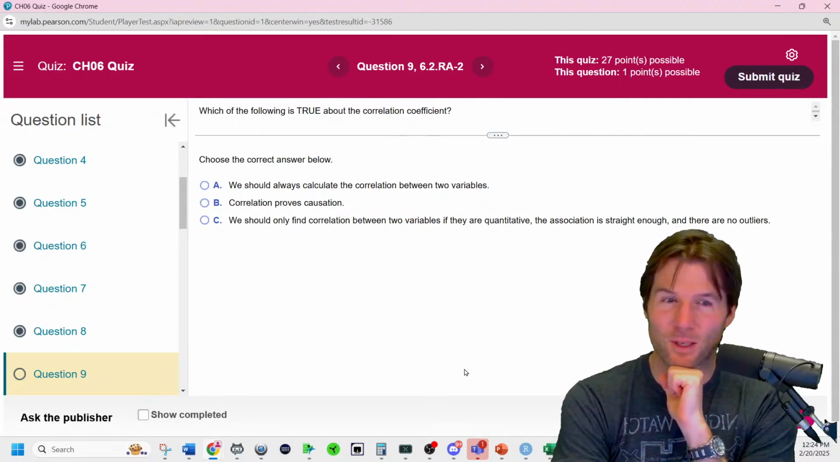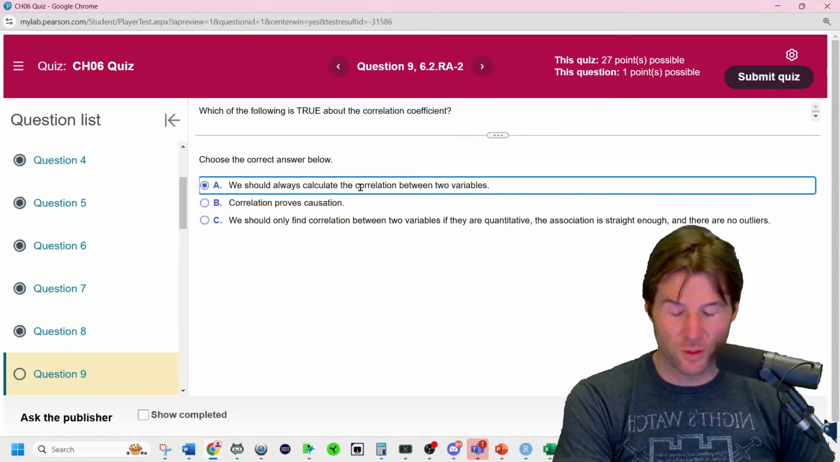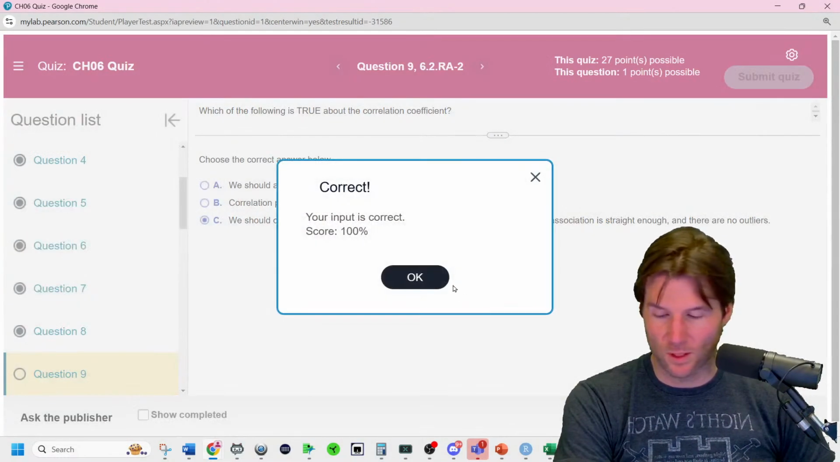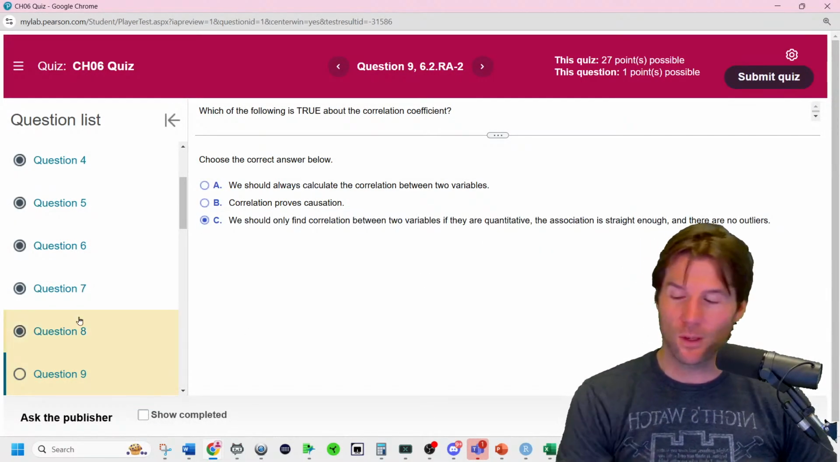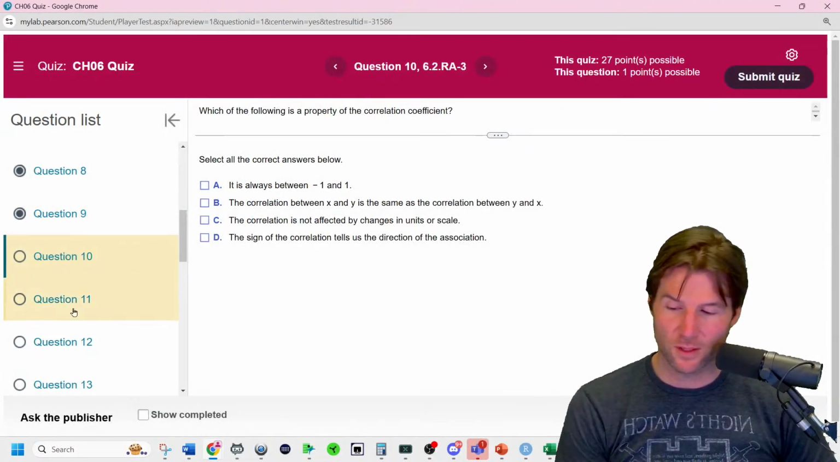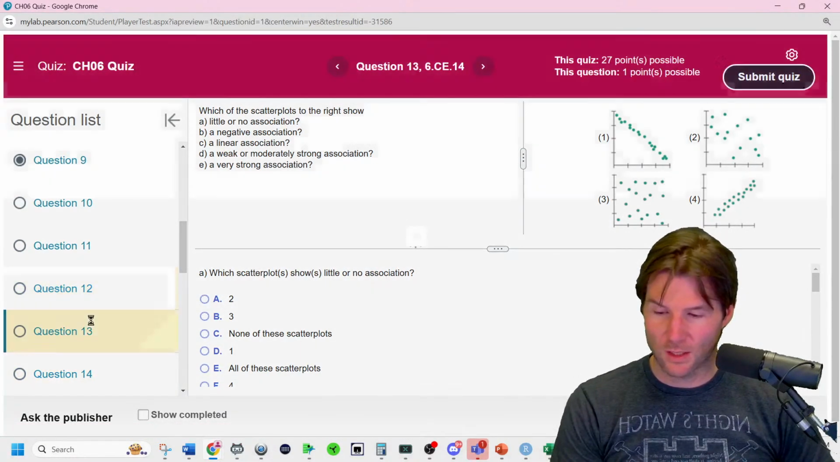Here are several scatter plots. B, we don't prove things. We should always calculate correlation between two variables. No, it has to be quantitative. So between two quantitative variables, if straight enough, has no outliers. Straight enough, no outliers, plot doesn't thicken. That's chapter 7. Okay. Here are several scatter plots.